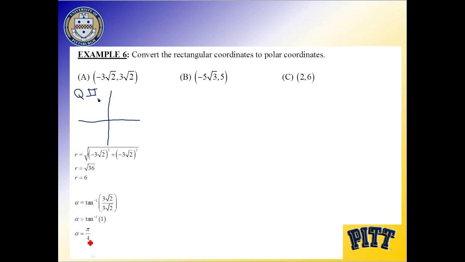So I'm looking for an angle that has a reference angle of pi over 4, but would put me in quadrant 2. So that's my theta, and the angle that would do that would be 3 pi over 4. So I have my r, I have my theta, so my polar coordinates are 6, 3 pi over 4.